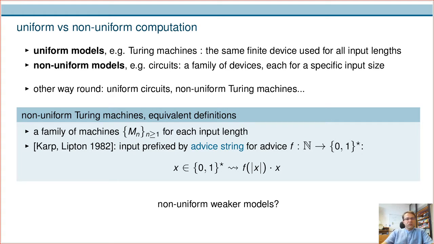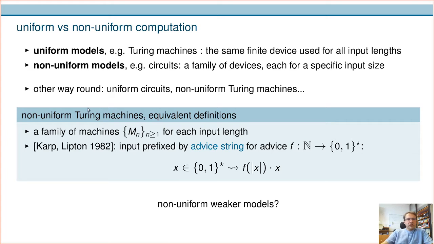And in order to compare the models or to study the impact of non-uniformity, we also have non-uniform versions of uniform models, like non-uniform Turing machines, and uniform versions of non-uniform models, like uniform circuit families, and so on. So in this talk we will be speaking about non-uniform versions of weaker uniform computational models. So let's start with the Turing machines.